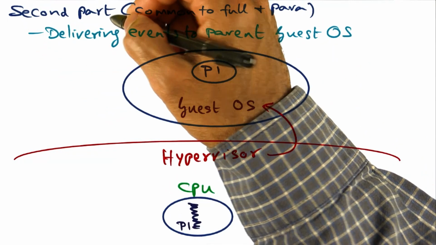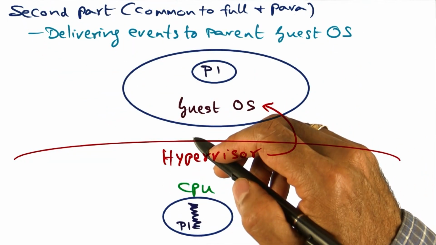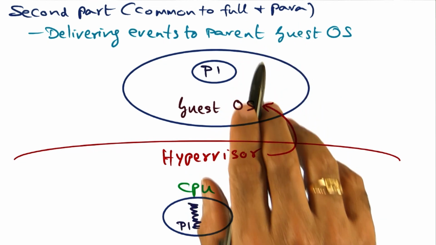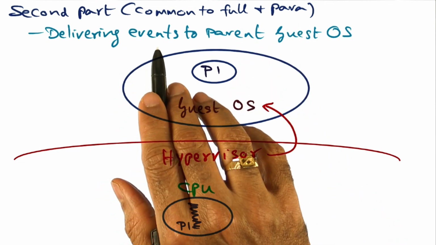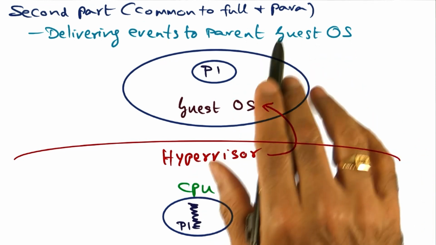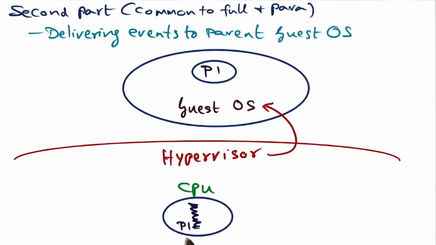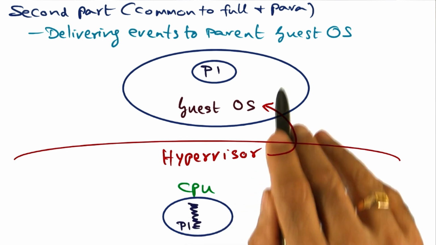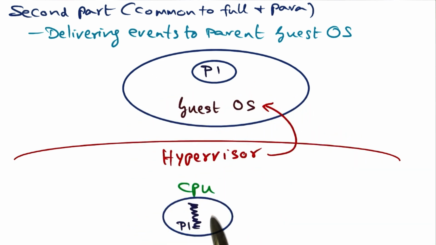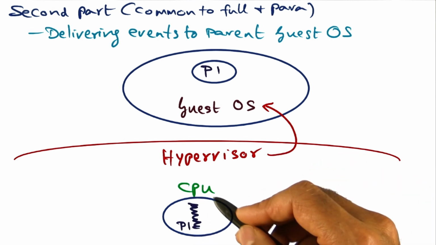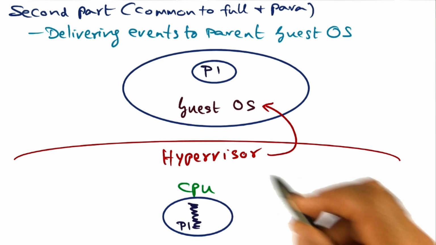The second part of CPU virtualization, which is common to both full and para-virtualized environments, is being able to deliver events to the parent guest operating system. And these events are events that are generated by a process that belongs to the guest operating system currently executing on the CPU. Let's see what is happening to this process when it is executing on the CPU.